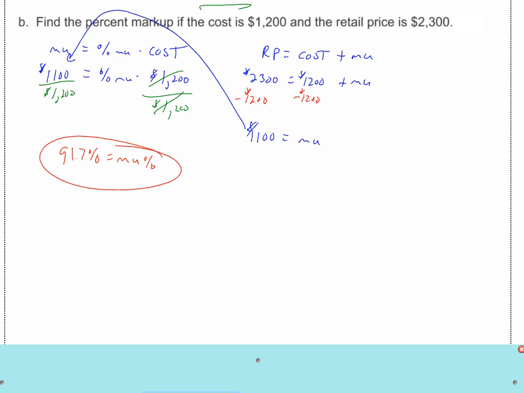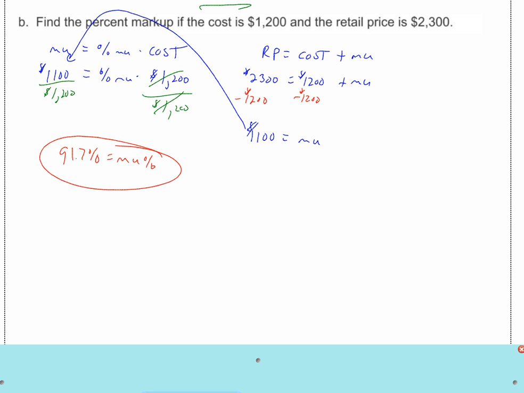Well, think about it. The cost was $1,200 and the markup was $1,100. The markup was almost the same amount as the cost. So the same amount would be 100%. We're a little bit less, so it better be a little less than 100%. And it is 91.7% markup.